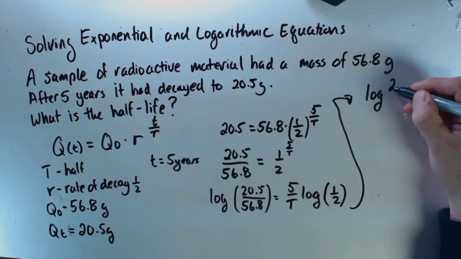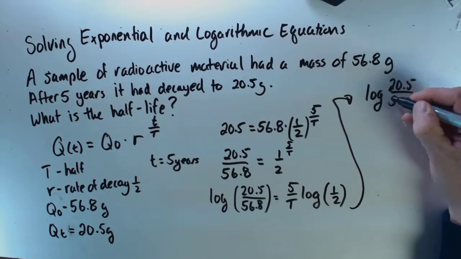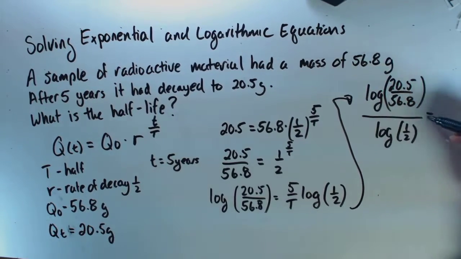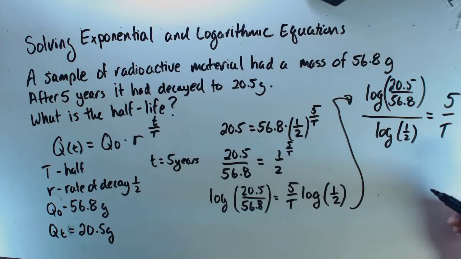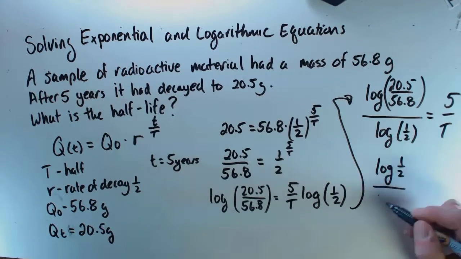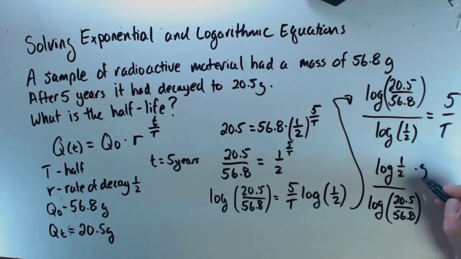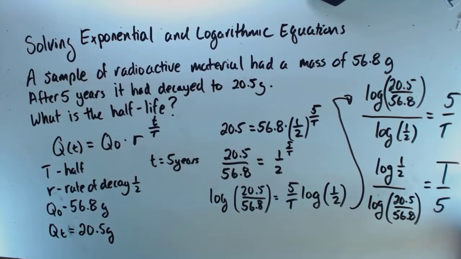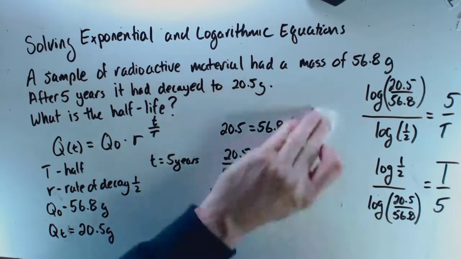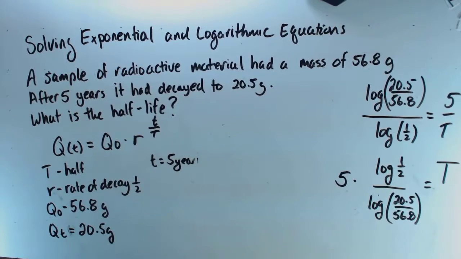Okay, the log of 20.5 over 56.8. All right, I have this nice rational expression. This over this is equal to that over that. And so I can actually just flip this whole thing the other way around. Now all I really have to do is multiply both sides by 5 to isolate T, and I will have solved this once and for all. So this is my solution. Once again, you can just leave it like that because I know you can punch these numbers into your calculator.